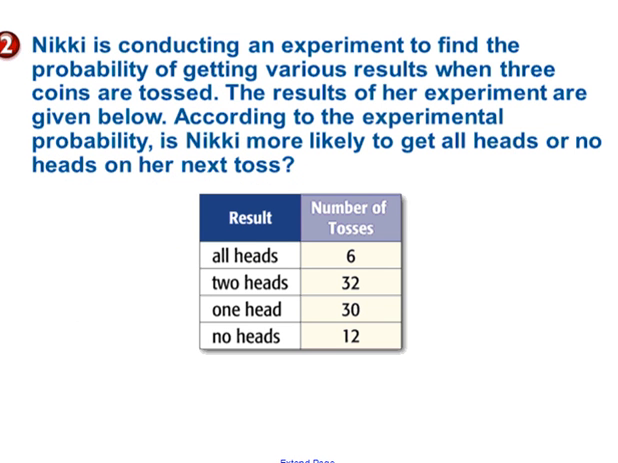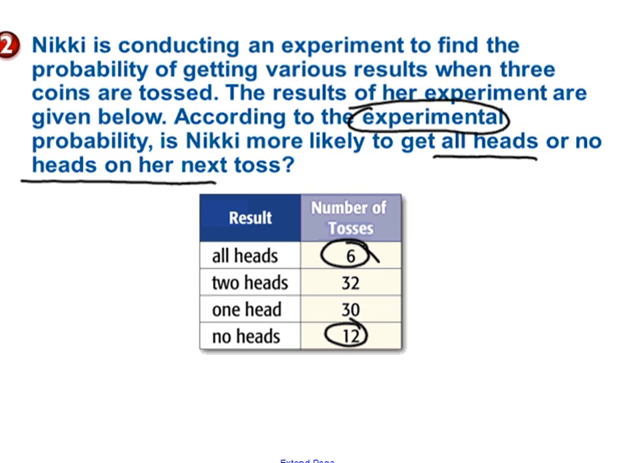Nikki is conducting an experiment to find the probability of getting various results when 3 coins are tossed. The results of the experiment are given below. According to the experimental probability, is Nikki more likely to get all heads or no heads on her next toss? And this time we're asked to use the experimental data. So all heads, she got 6 times, and no heads, she got 12 times. So she is twice as likely to get no heads according to the experimental data.